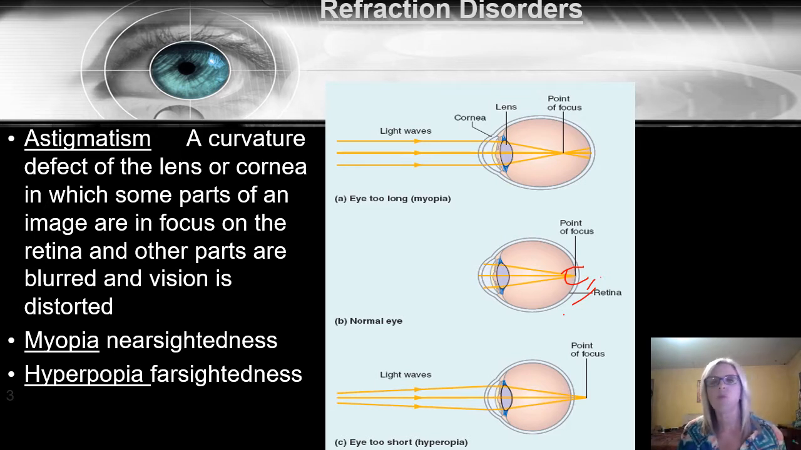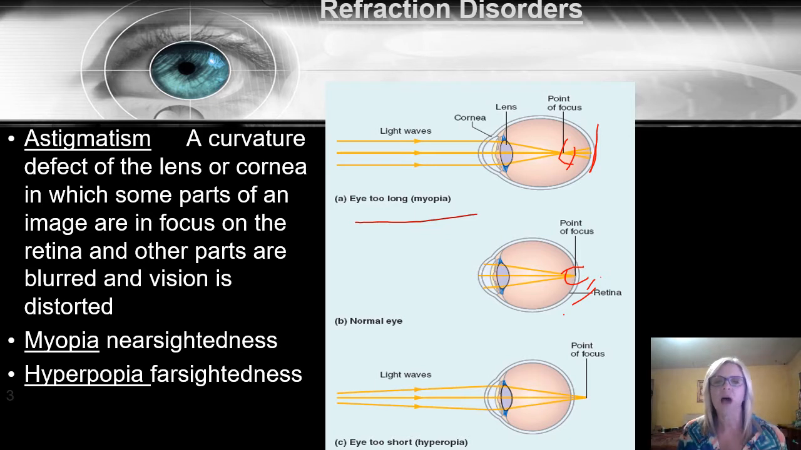We can also have what we call myopia, which is what we see here in the top, where the eye is too long. The point of focus then lies in front of the retina, and you can see that here. The point of focus is here instead of back here, all right? So in a normal eye, the focus point should be on the retina.